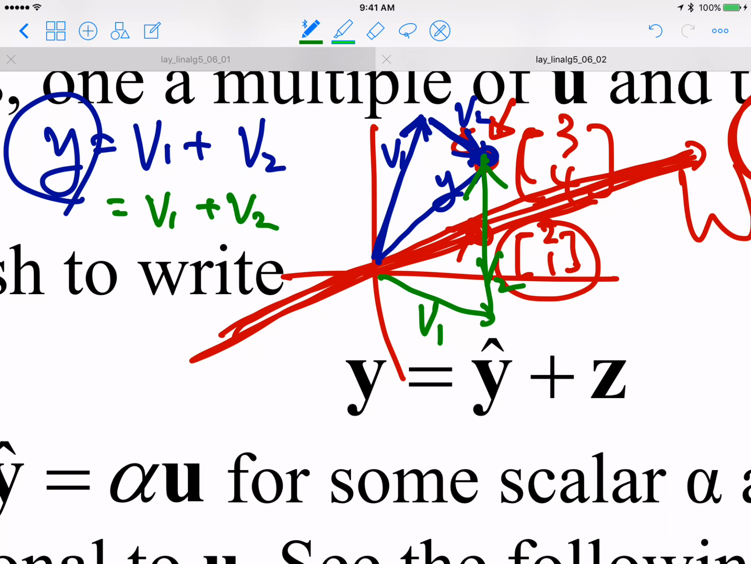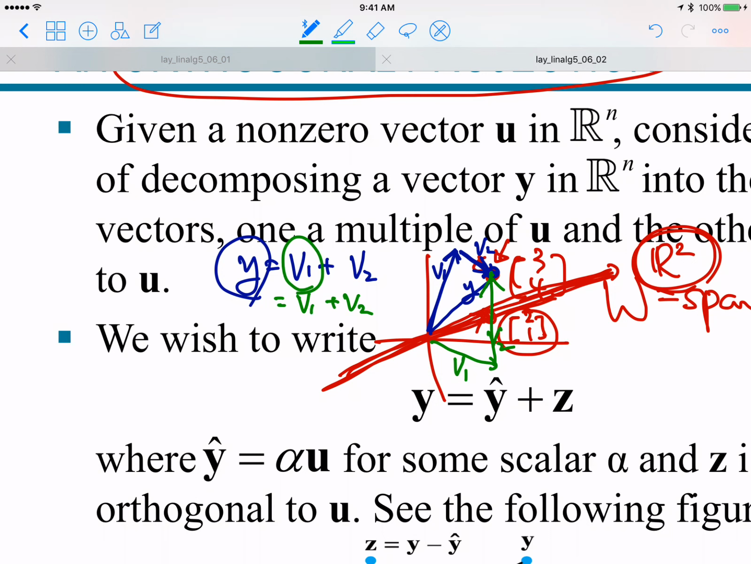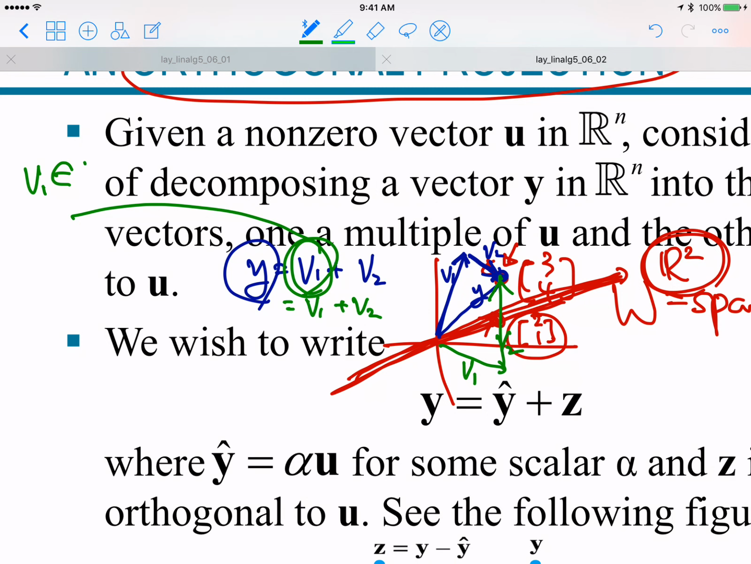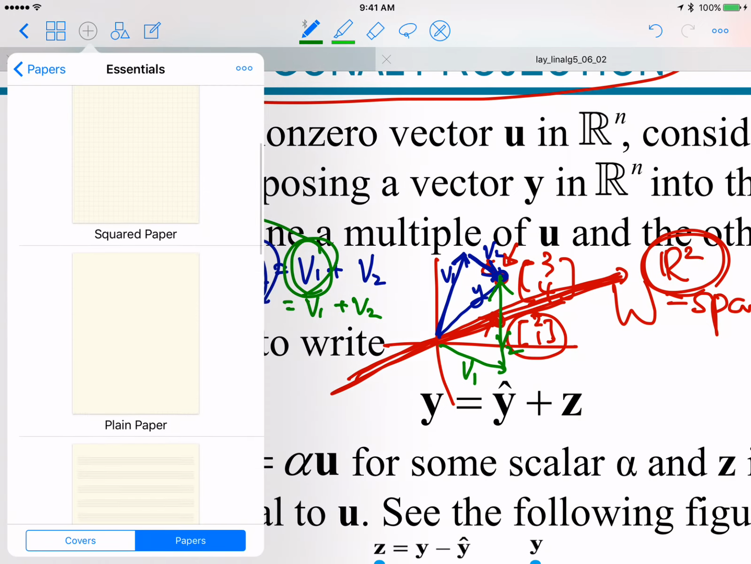And now here, considering this subspace W, we consider a special case of a decomposition where the first vector belongs to the given subspace, and the second vector belongs to W perpendicular. So this is the main story of orthogonal projection. It's a little bit small, so let me rewrite it.